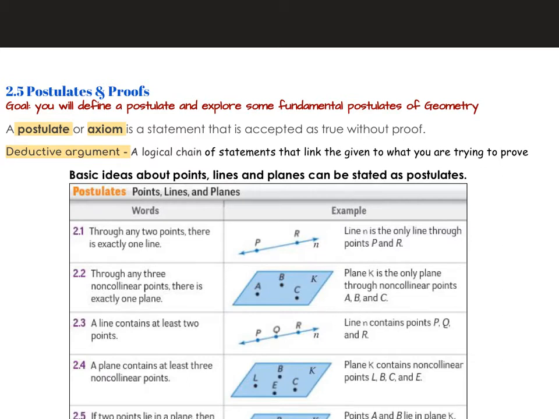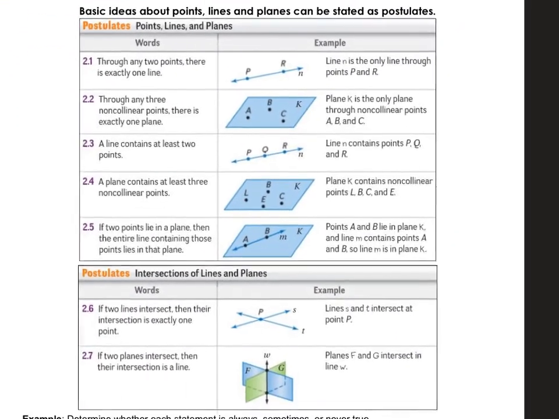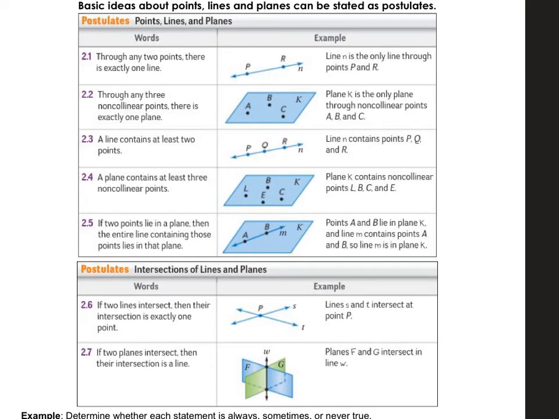So basic ideas about points, lines, and planes can be stated as postulates. So remember, postulates are things that are accepted as true without proof. And so looking at the list below, you can see a few of the postulates here that we have. We have postulate 2.1 through 2.7, and you'll be referencing these throughout the rest of these notes and then on your assignment as well. And so the first postulate is that through any 2 points, there's exactly one line, and you have an example there.